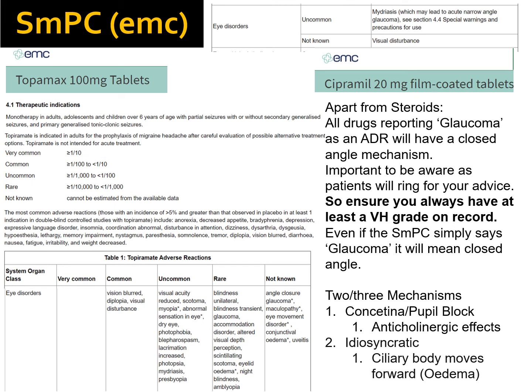And remember, apart from steroids, all drugs reporting glaucoma as an ADR will have a closed angle mechanism of one form or another, either pupil block, or that idiosyncratic mechanism. So make sure you always have a Van Herrick record on their record, and if they do ring up and you look the drug up, you can say, well, it's unlikely, don't worry, your angles are wide open, it's not going to happen to you.